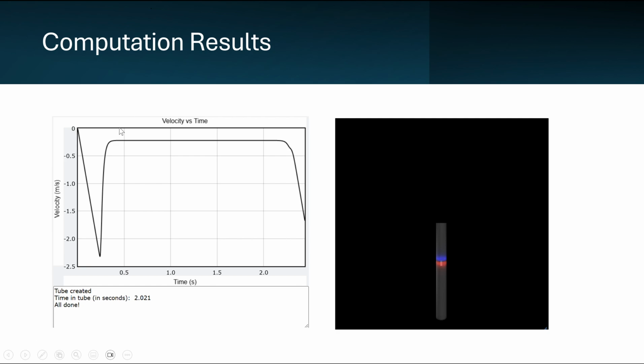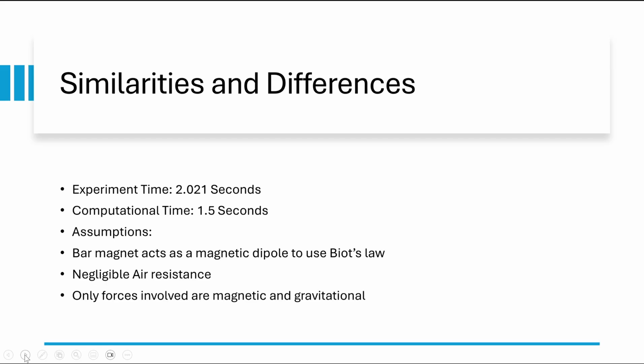So here's our computational results. As you can see, our time in the tube was 2.02 seconds. Here's our graph. Over here, we have what the bar magnet looks like going down. It goes down in 2.021 seconds, which is nice.